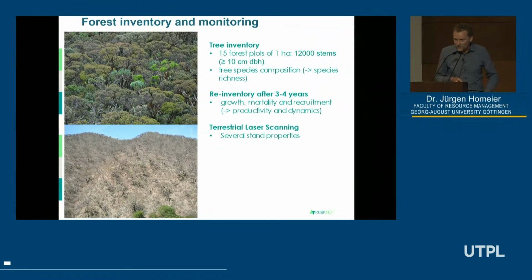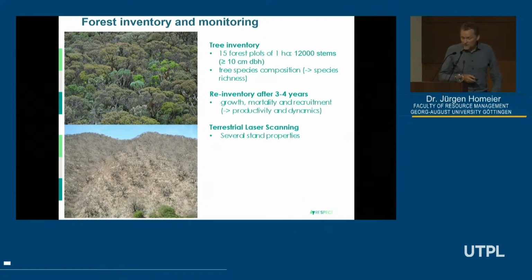Okay, that's a short slide about our measures. So what we did was we established in total 15 forest plots of 1 hectare each. Within these plots, there are in total 12,000 tree stems with a diameter of at least 10 centimeters. So the data I'm going to present are based on these permanent plots, on the first inventory that was done for the wet forest plots between 2018 and 2019, and then a remeasurement about 3 years later in the wet forest plots, and also the first inventory of the dry forest plots that was done recently 1 year ago.